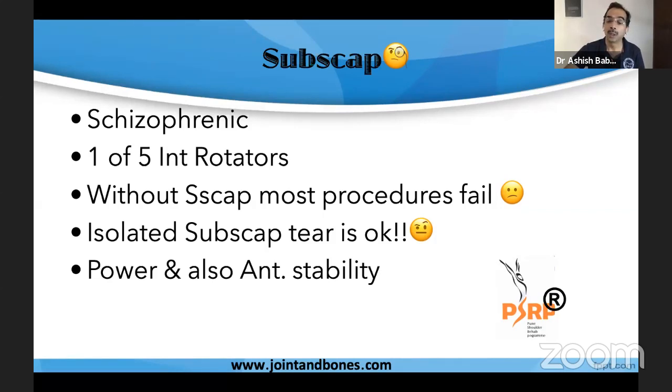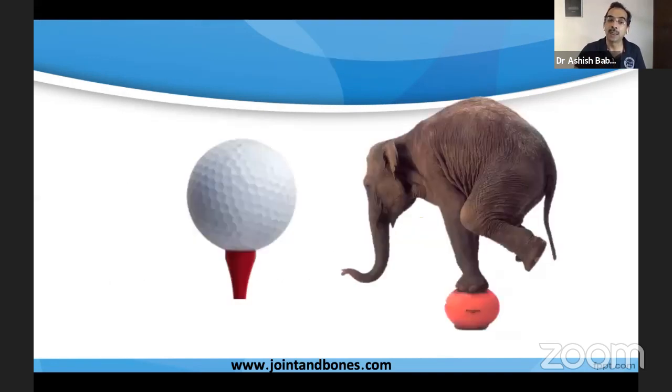So not only is the subscap a provider of power and a major internal rotator, but as the arm goes into abduction, the subscap goes above the equator and can behave like an abductor or pull the shoulder down as well. So it can be a potential abductor once the arm reaches a certain level because of the way it is approaching.